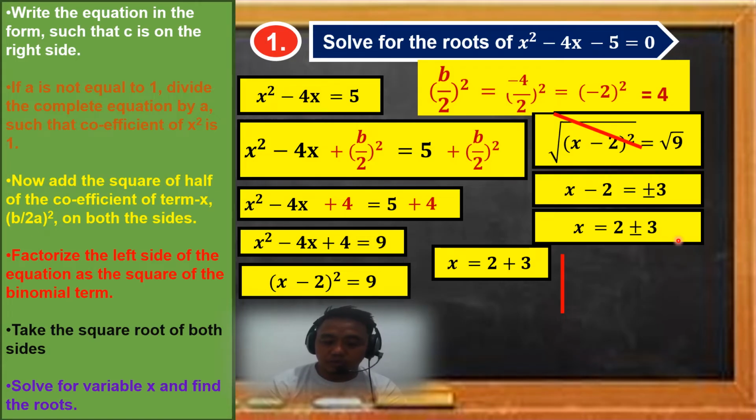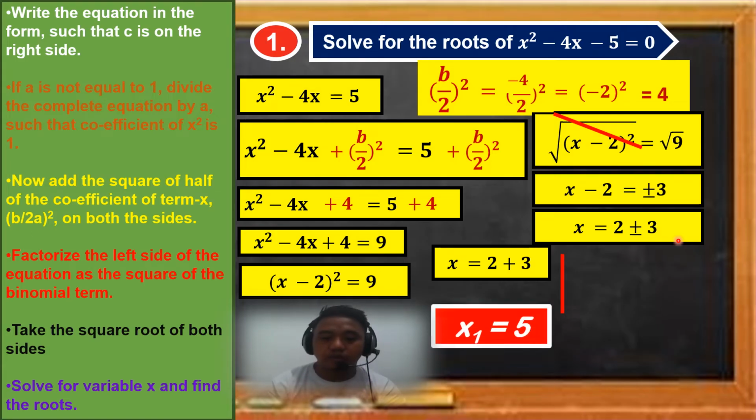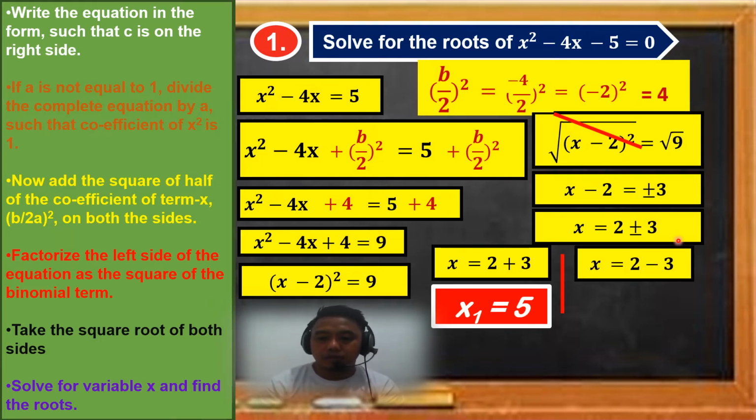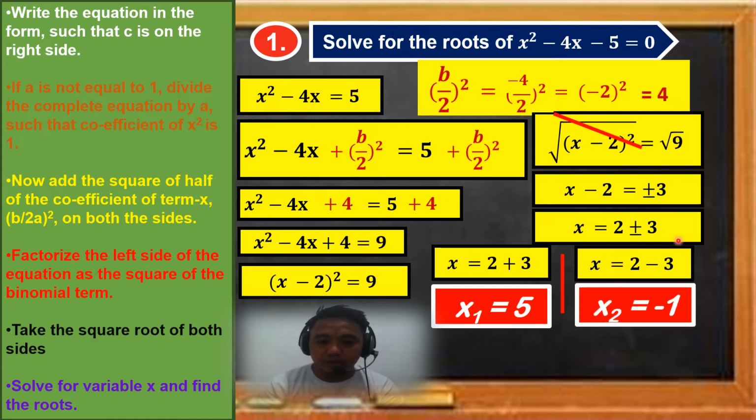So, we have x equals 2 plus 3 which is equal to 5. Di ba? So, that will be your x sub 1. So, yun yung una nating nakuhang x. And then the other one will be 2 minus 3. So, x equals 2 minus 3. 2 minus 3 is negative 1. So, x sub 2 is equal to negative 1.